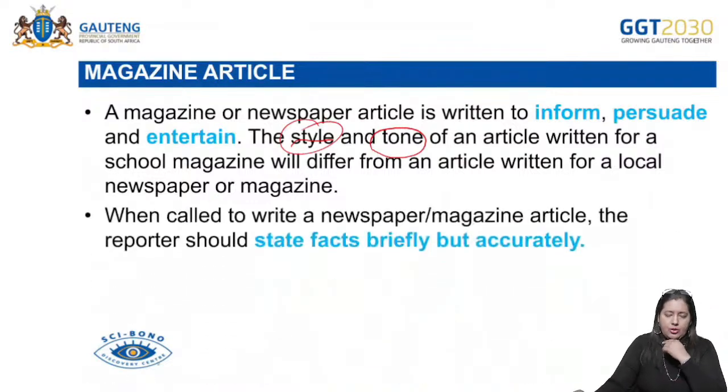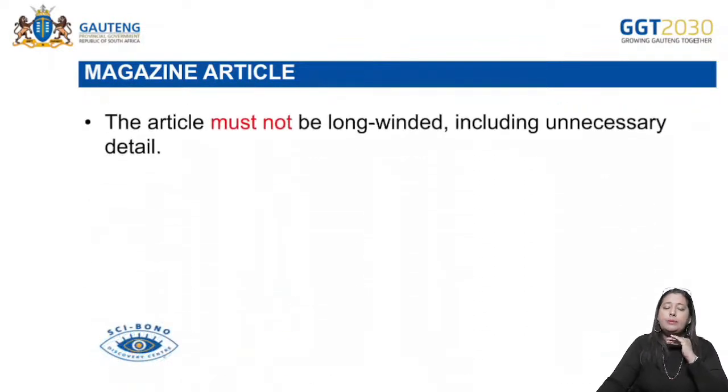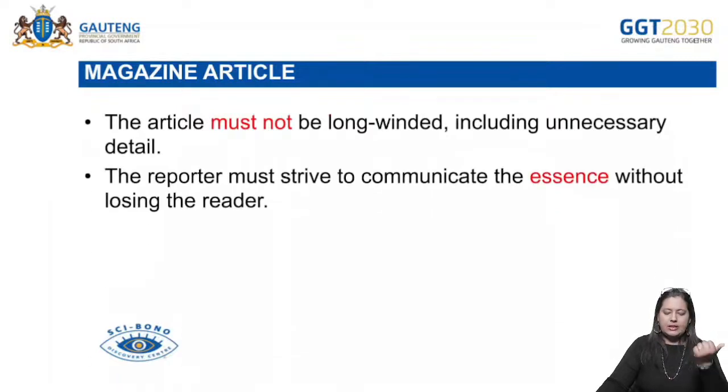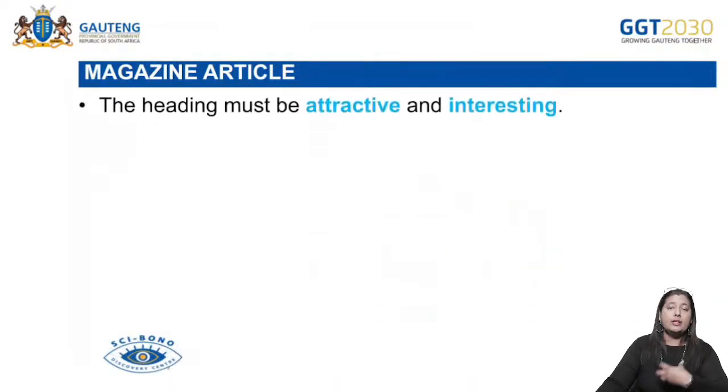Okay, so when called to write a newspaper article or a magazine article, you've got to state the facts briefly but accurately. Again, remember, this is crucial. Substantiated facts must come through, please. Right. Then, please make sure it's not long-winded and it doesn't include unnecessary detail. You've got to get to the essence of what you want to say in the quickest way, as I mentioned to you, and you want to give the crux of what happened if you are doing the newspaper article.